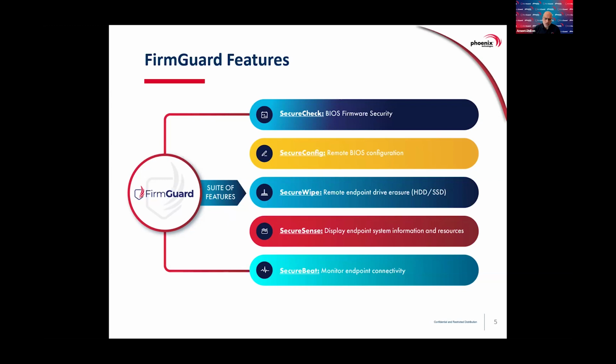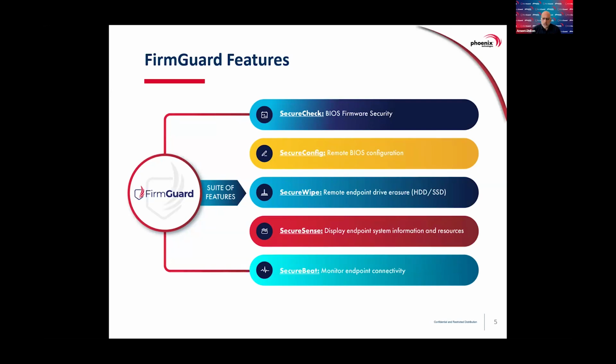There are currently 5 different features within the product, and they all begin with the word secure. Features like secure check, secure config, secure wipe, secure sense, secure beat. These are all FirmGuard features. So whenever you hear us talk about that, think, okay, this is a FirmGuard feature they're talking about.